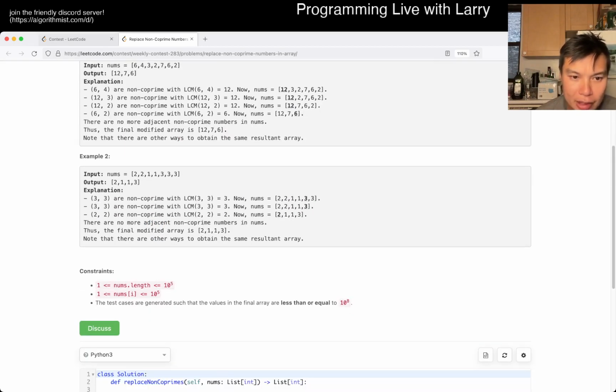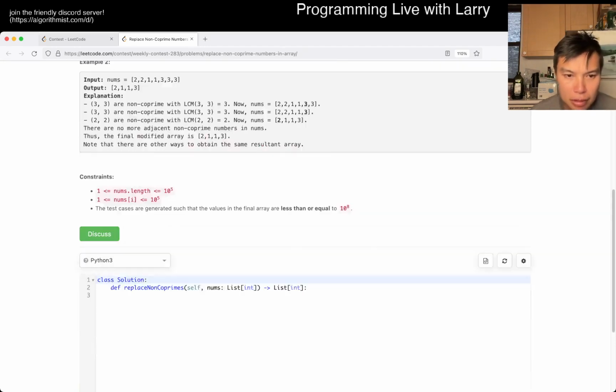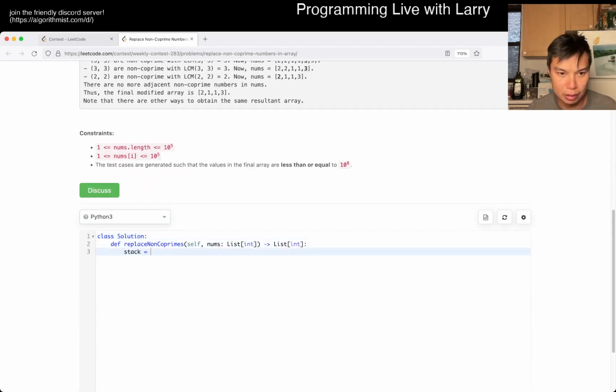What is n? n is 10 to the 5th, so we have to do it in a slightly better way. Can we find the opposite? Well, just use a stack or something, right? Because if the order doesn't matter, then we just use a stack, right? Is that true? I don't know. Let's YOLO it.